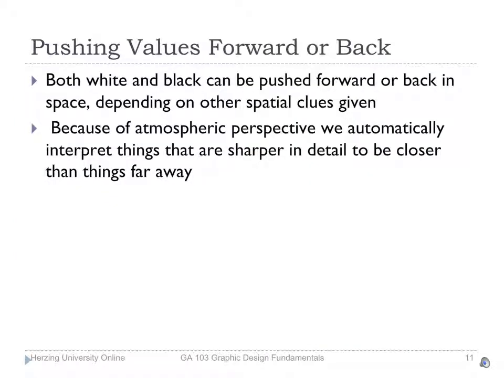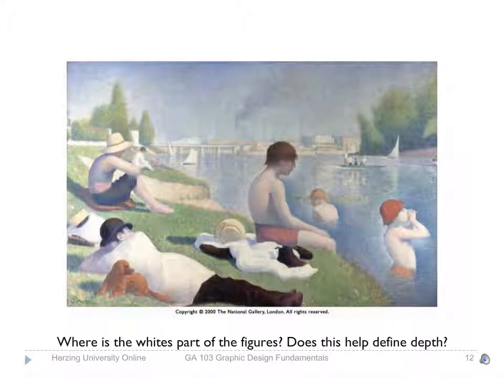Both black and white can be pushed forward or back in space, depending on their spatial clues given. Because of atmospheric perspective, we automatically interpret things that are sharper in detail to be closer than things farther away. The sharpest and whitest parts of the figures are facing towards us and to the right side. This shows us that they are not only closest to us, but also the light source is coming from the right side of the page. The figures and items in the back are softer and more muted, showing us that they are further away.